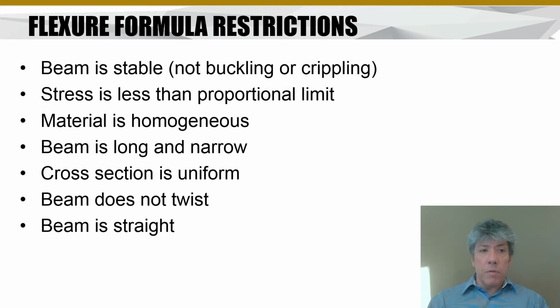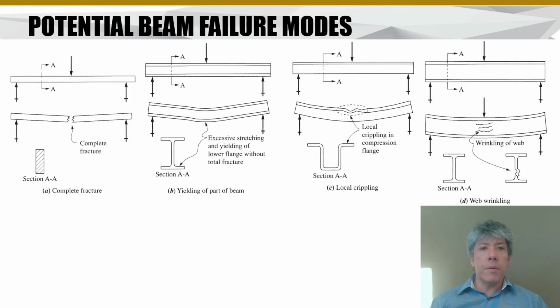Some restrictions on this formula. The beam has to be stable. If we've got wrinkling or crippling or any of those things or buckling, this formula does not apply. It doesn't work anymore. The stress in the beam also has to be less than the proportional limit everywhere within the beam material. So in other words, the beam has to behave like a linear spring, otherwise what we're doing here doesn't work. Another restriction on this equation is that the material the beam is made of must be homogeneous. You can't have variations in the material properties, otherwise this equation doesn't work.